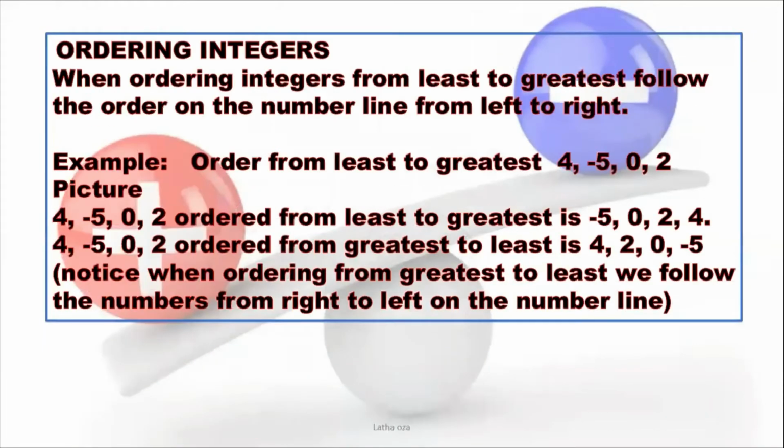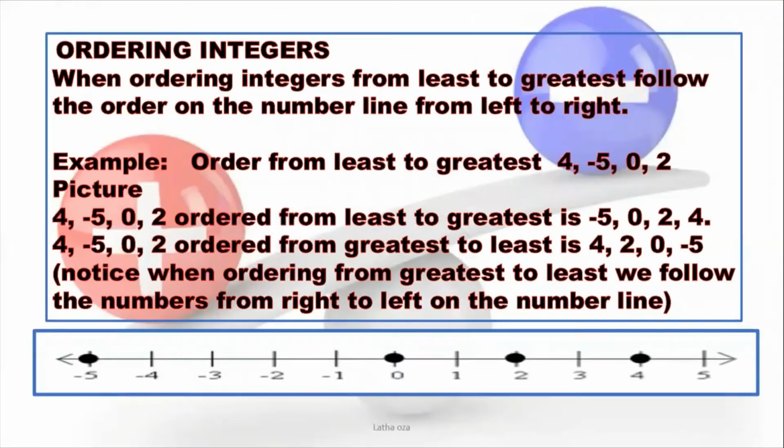When we talk about ordering of numbers, ordering integers from least to greatest follows the order on the number line from left to right. Order from the least to greatest, for example 4, -5, 0 and 2. We notice that from least to greatest the numbers are -5, 0, 2 and 4.